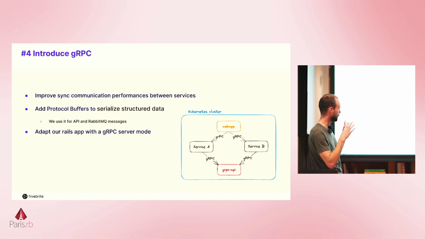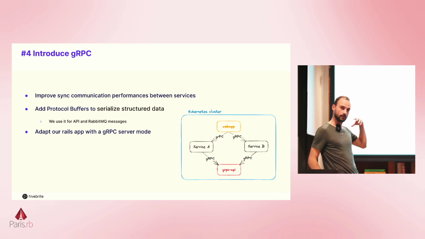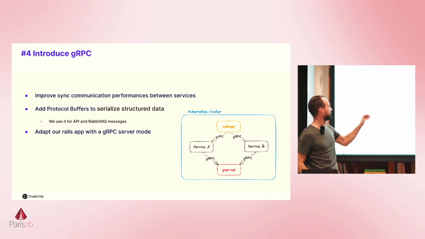Graph provides us a way to have the monolith running a gRPC server and being able to respond to services like service A, for example. It could be a Rails application, it could be a Go application. If you need to communicate with someone inside the cluster, it would be through gRPC first.